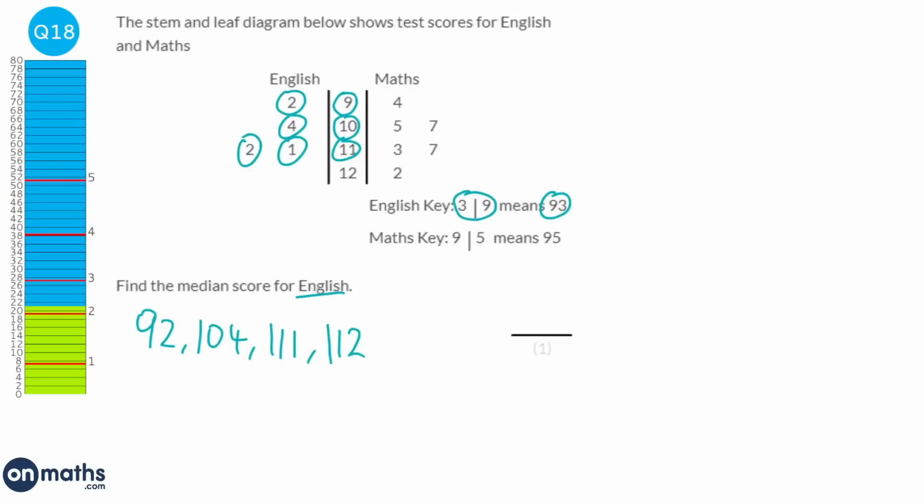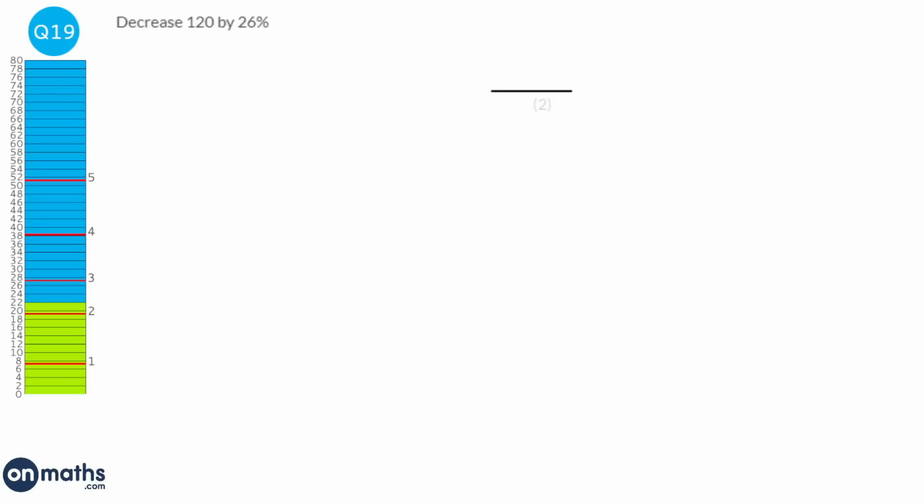So to find the median, we cross out the biggest and smallest until we're left with 1 or 2 in the middle. Here we're left with 2. So what we're going to do is add the 104 to the 111, and divide that by 2. So when we do that, we get 107.5. So our answer is 107.5.